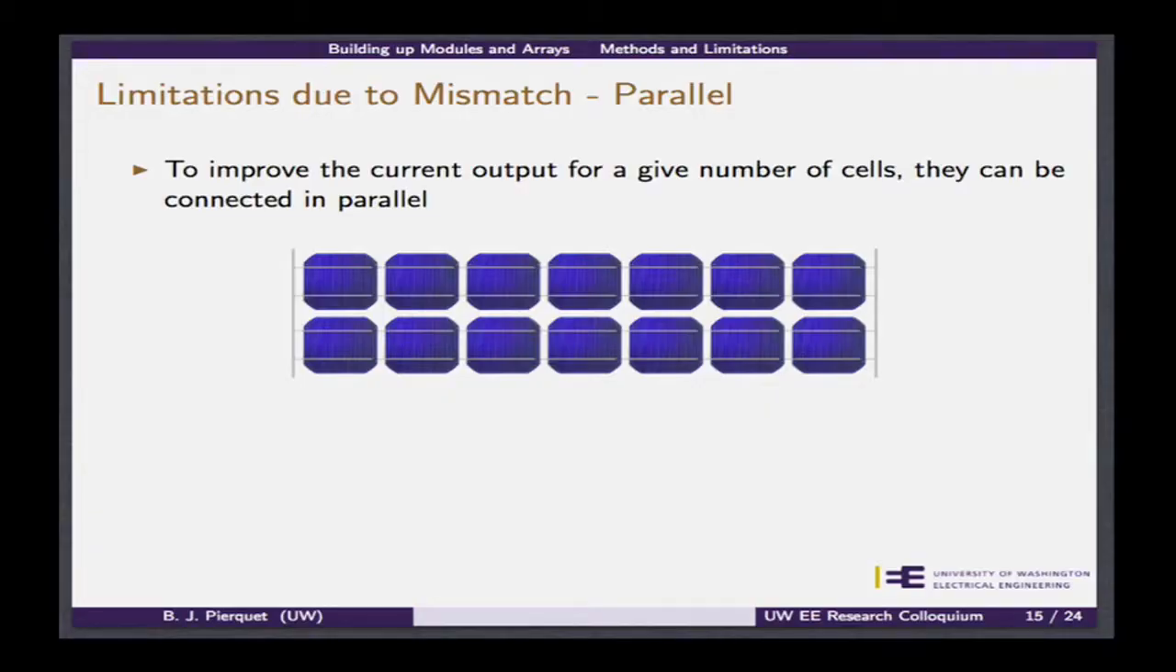So now we look at essentially the mismatch due to parallel. In this case, we'll assume that we have all cells in each one of these strings, all 7 of them, matched up perfectly. But the 2 strings themselves may or may not be, whether they're a little bit of a distance apart or the temperature is a little bit different. They're going to have a different voltage on both of these strings. So if the voltage across here is, say, 7 volts, and the voltage across here is 6.9, you have a 0.1 volt difference.